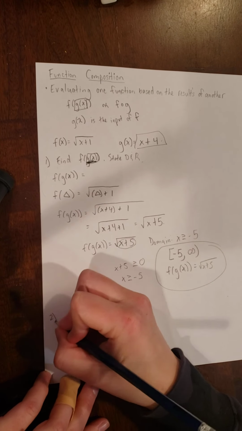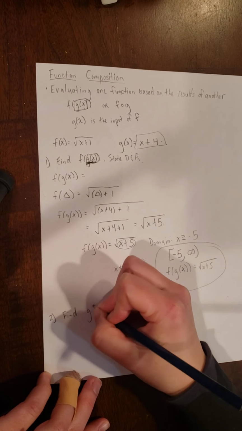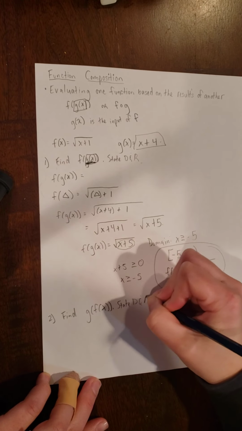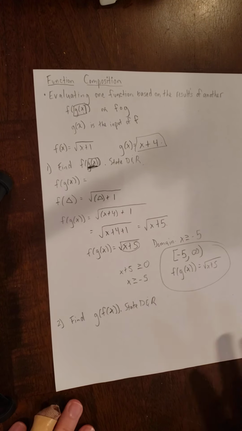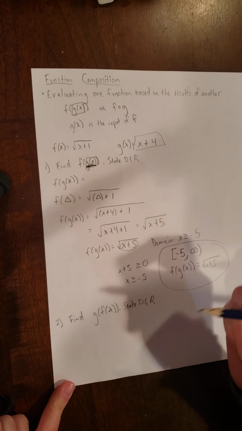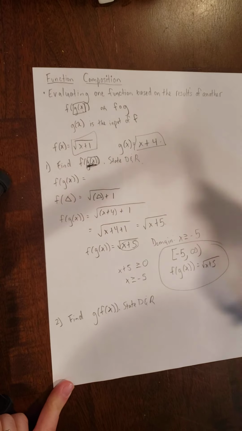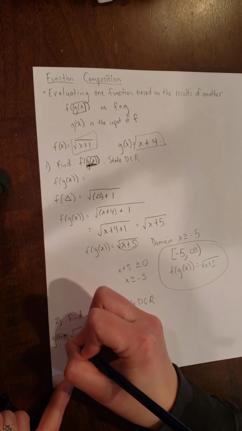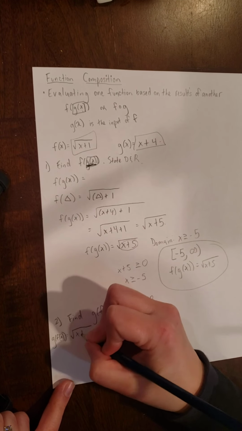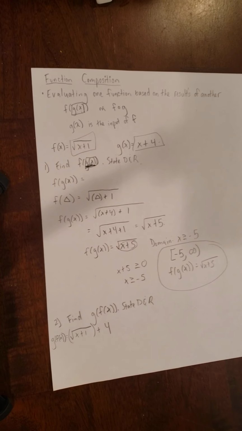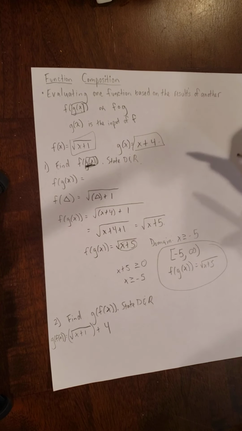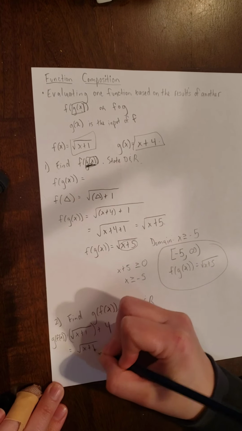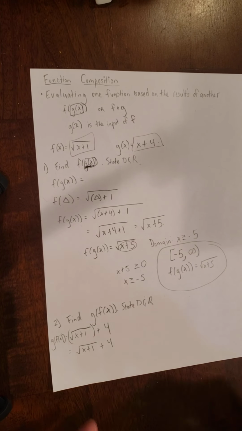Okay, number 2, why don't we do g of f of x? State the domain and range. So does order matter in function composition? Let's check it out. This says the input of g is going to be f. So we have to stick f into g everywhere there's an x. So g of f of x is going to be the square root of x plus 1, plus 4. We just plugged in f everywhere there was an x in g. There's only a 1 outside the parenthesis, so this is just going to be the square root of x plus 1, plus 4. And now that is our newly composed function.